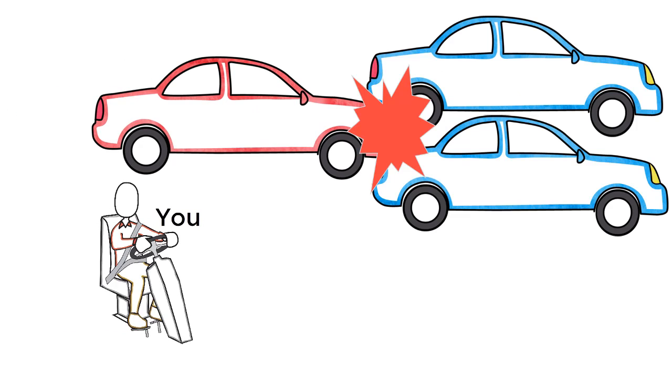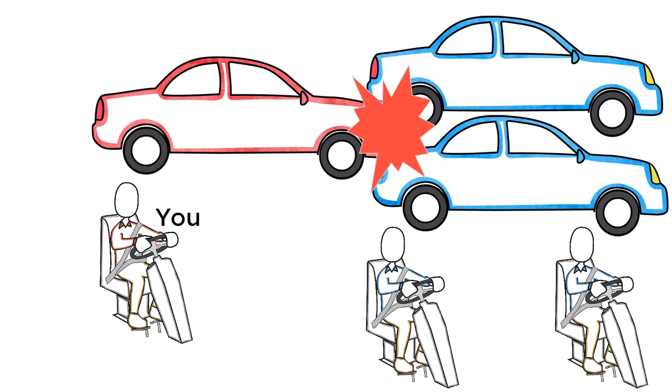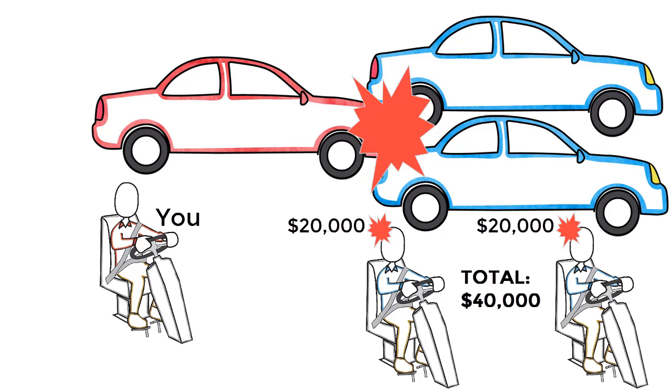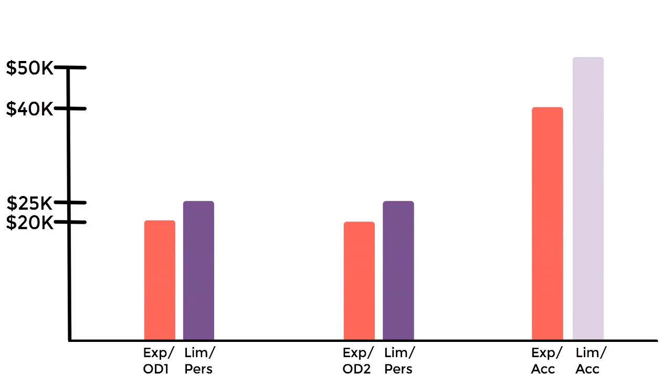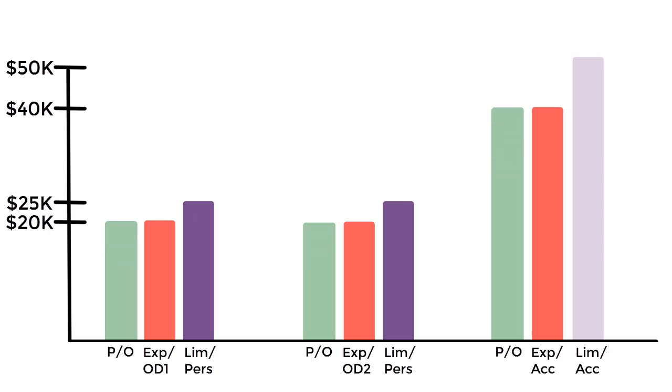Let's say you crash your car into two other cars. Each of the other drivers has $20,000 in medical expenses. The total is $40,000. It's determined that you are at fault. Your bodily injury coverage pays all the third-party medical expenses. This is because both of the other drivers' expenses are each below your per-person limit of $25,000, and the total of $40,000 is below your per-accident limit of $50,000.